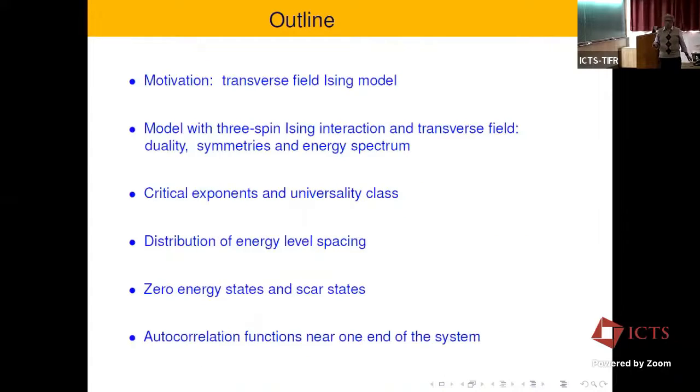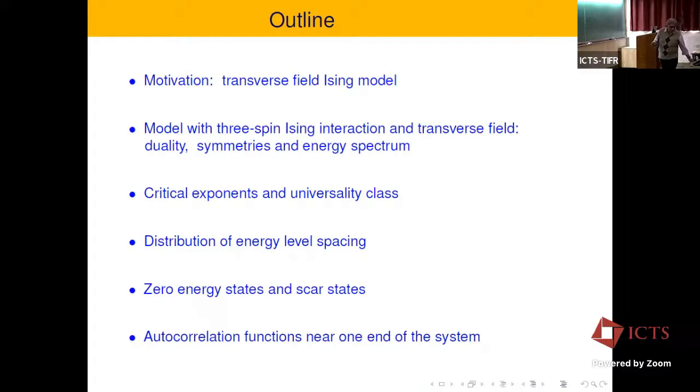So the outline of the talk is as follows. First, there's a motivation. We are really motivated by the transverse field Ising model, which is very well studied and well understood, which has 2 spin interactions. So we basically wanted to see what happens if you extend the 2 spin interaction to 3 spin interactions. So the second part will be about the 3 spin interaction model.